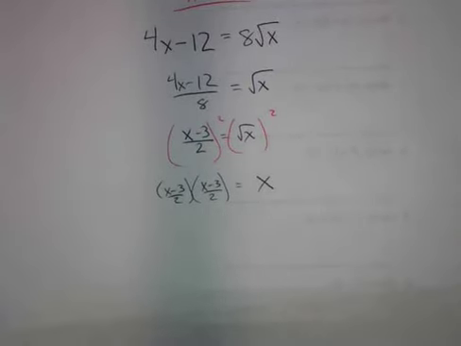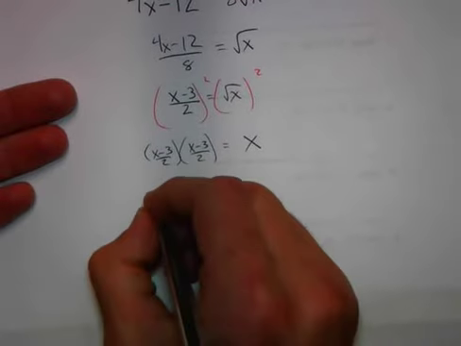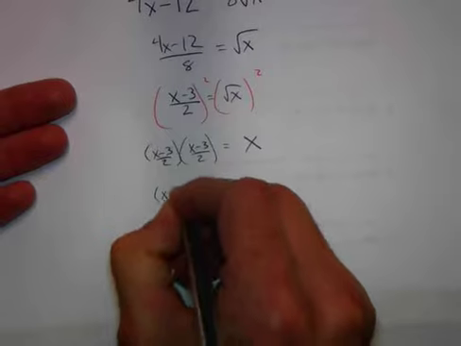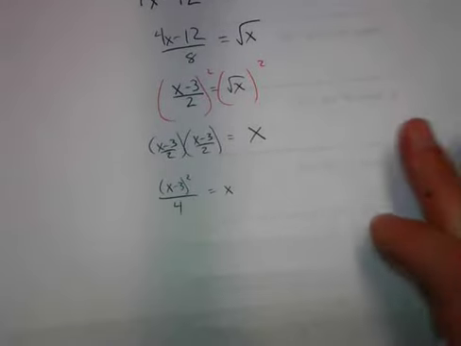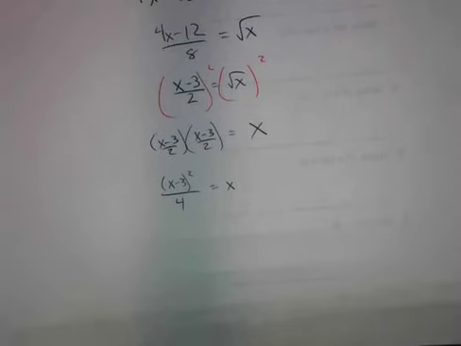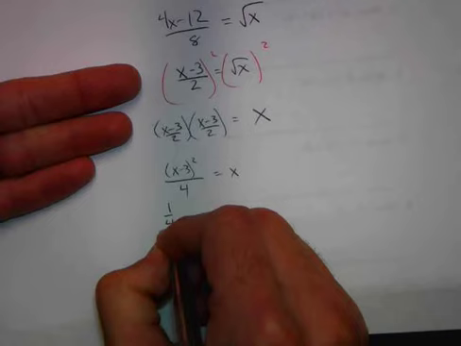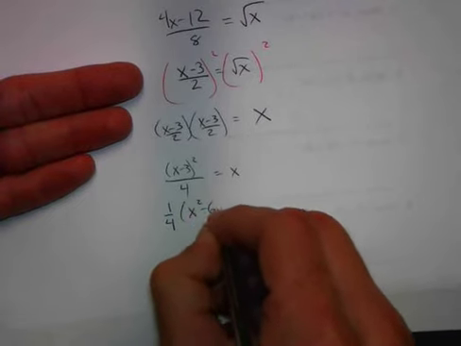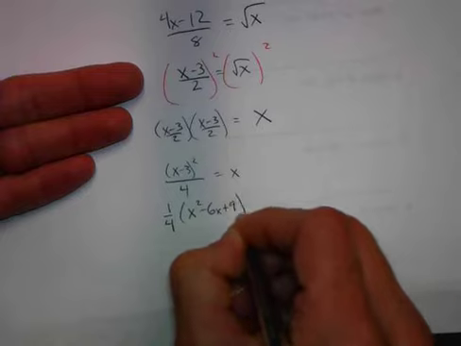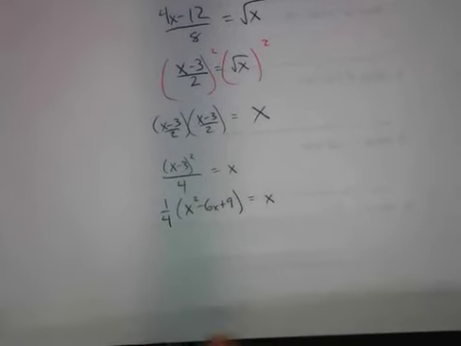And now on the left-hand side, how in the world are we going to do this? We're going to use a couple of properties of fractions and do this. Hopefully you're with me. And then we're going to have the 1/4 out to the side. And then we're going to have x squared minus 6x plus 9, equaling x.